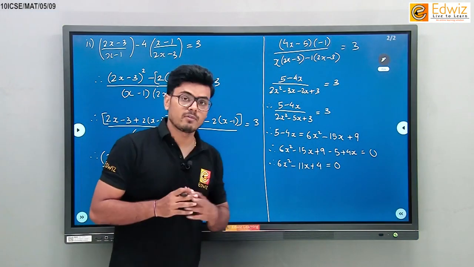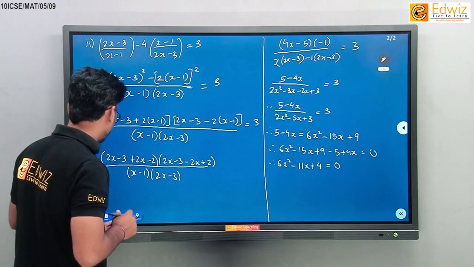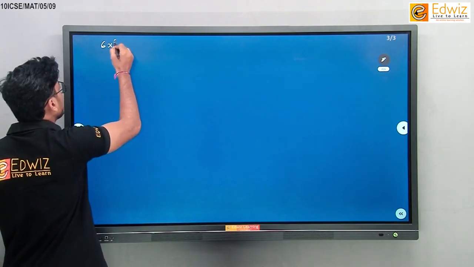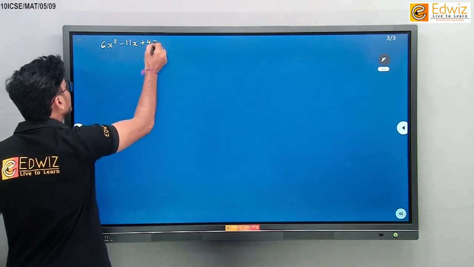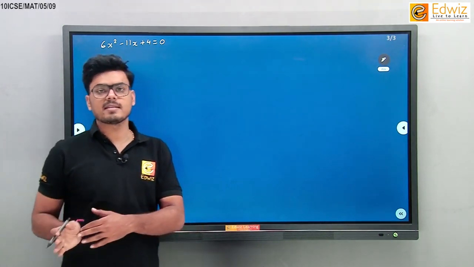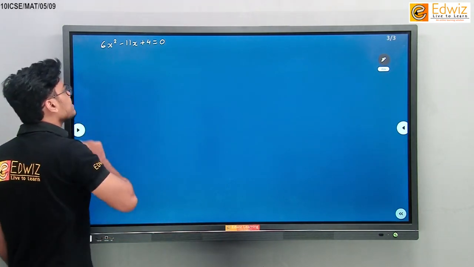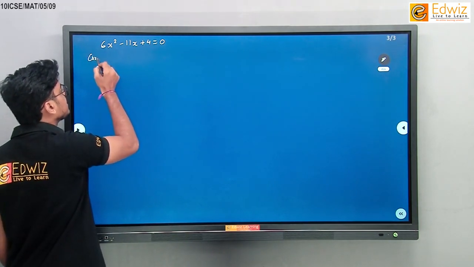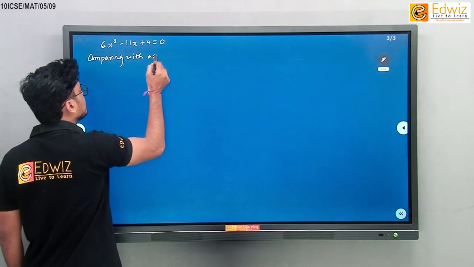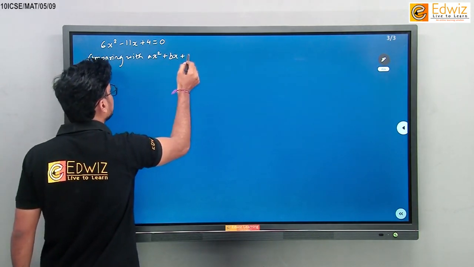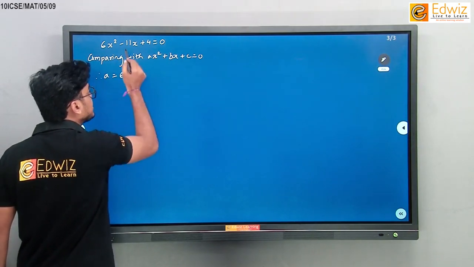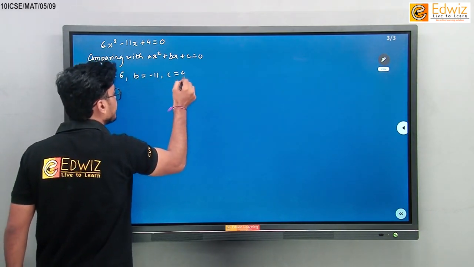Okay, let us continue solving the equation on the next page. 6x² − 11x + 4 = 0. You can solve this in both ways, factorization method or formula method. Let us go by the formula method. Compare it with the standard form ax² + bx + c = 0. So the value of a is 6, the value of b is −11, the value of c is 4.